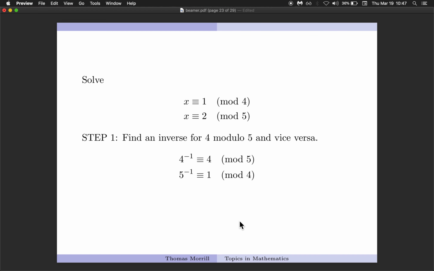The first step is I want to find an inverse for 4 mod 5, and I want to find an inverse for 5 mod 4. Now these are very nice numbers because the inverse of 4 modulo 5 is just 4 again, because 4 times 4 is 16, which is 1 mod 5. The inverse for 5 modulo 4 is just 1, because 5 is already 1 mod 4. So step 1, find inverses. That's done.